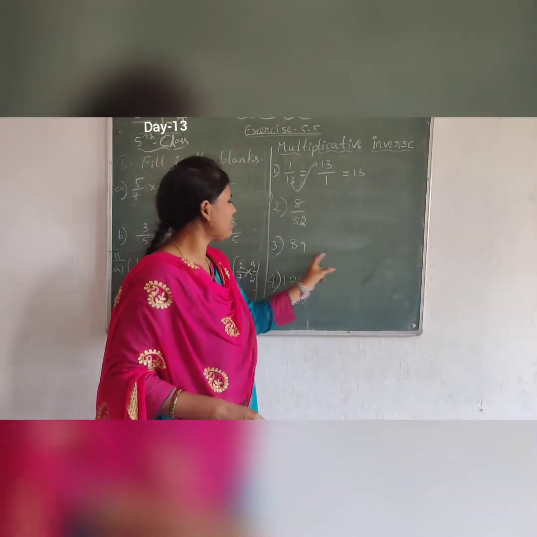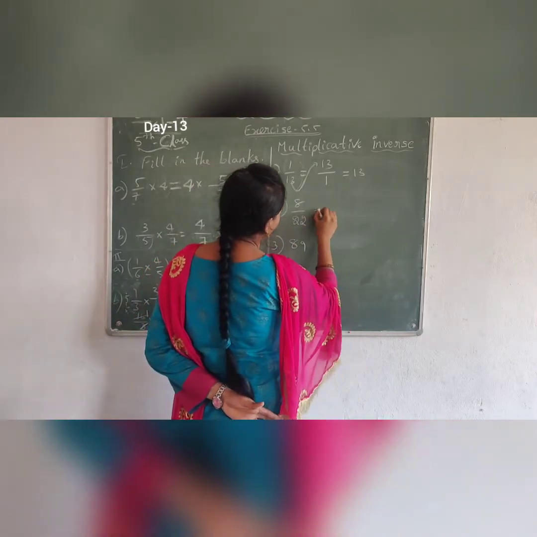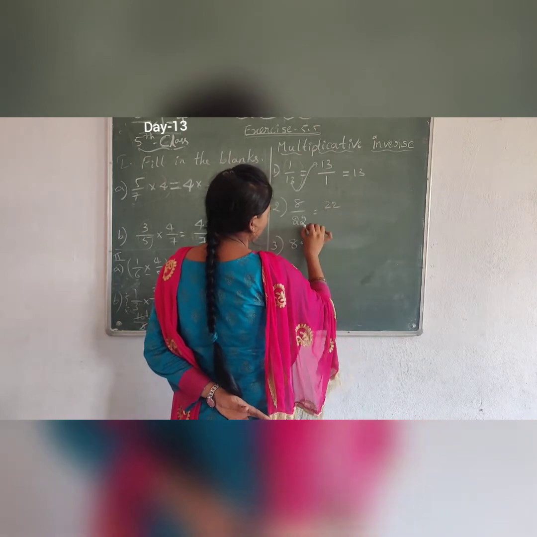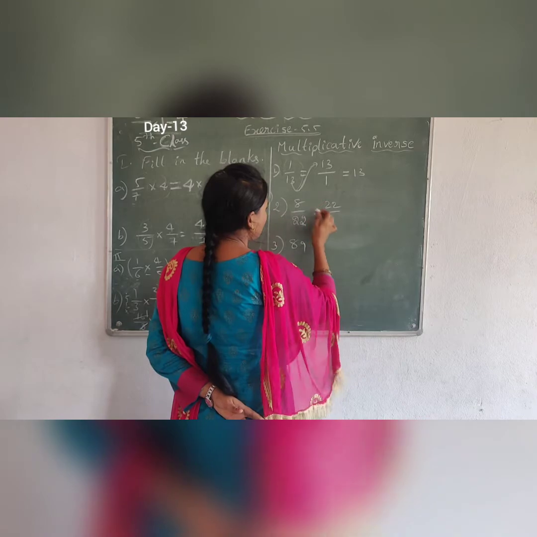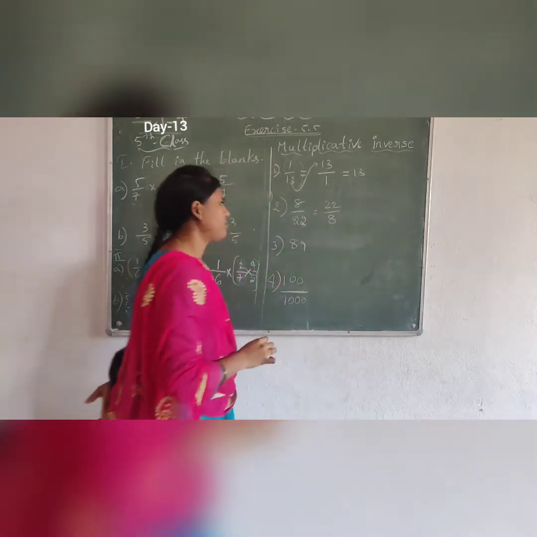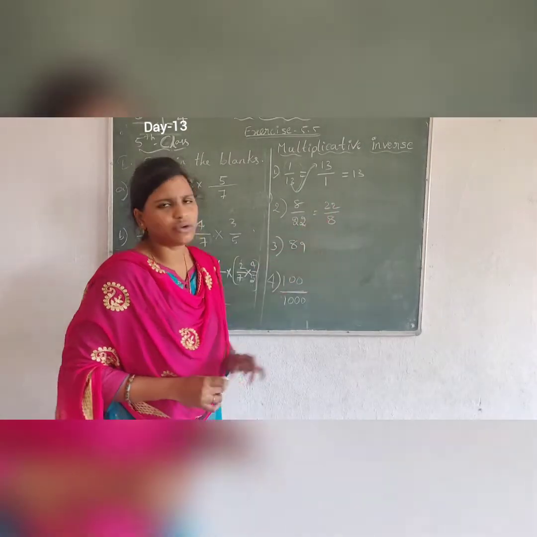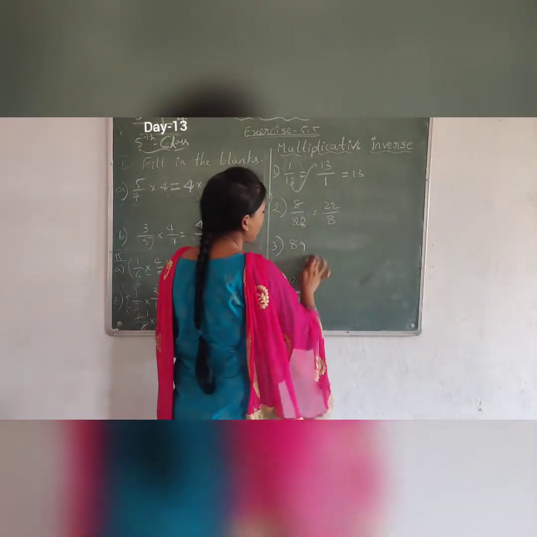This fraction becomes reverse. That is what? Multiplicative inverse. Okay, just reverse this fraction. Write 22 in the numerator place and take 8 in the denominator place. What is the multiplicative inverse of 8 by 22? It is 22 by 8.